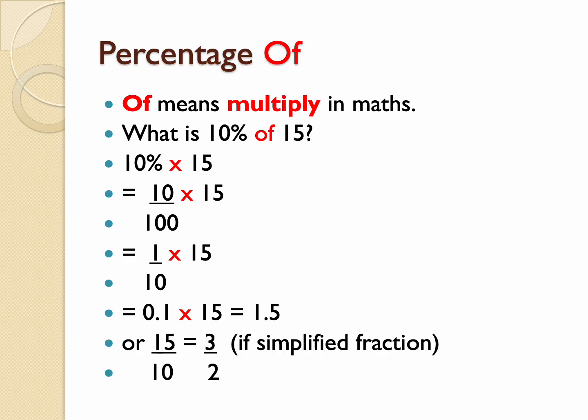Or if we don't want to deal with decimal numbers, then we would rewrite the fraction from 2 steps above as 15 over 10. Then we simplify that because both 15 and 10 can be divided by 5. So this becomes 3 over 2.